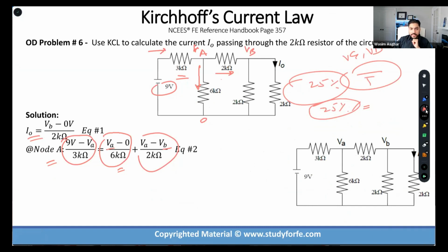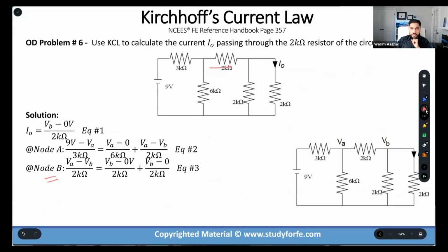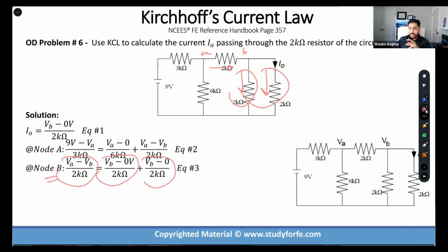So when I'm writing KCL at node B, notice the directions were assumed to be this. That's how I wrote my KCL at node A. So I've got to stay consistent. I've got to push the current from A to B. So that becomes VA minus VB divided by 2K. This is the current that's entering, and I'm going to take these currents as branching out of B. So that's VB minus 0 divided by 2K, VB minus 0 divided by 2K. Make sense? Now, when we step back, we see that I have I0, VB, and VA: 3 equations, 3 unknowns. Punch them in the calculator, do back substitution, use matrices, whatever you want to do. Solve these equations. It's pretty simple once you get to this point.